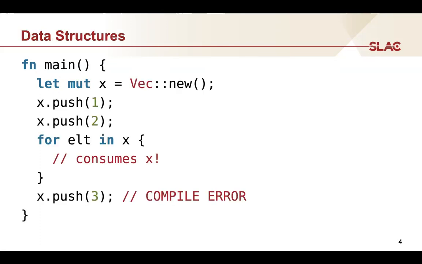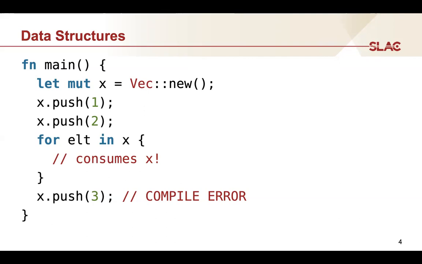So here's a simple example with a data structure. We're going to create a vec, which is basically like a standard vector, on the first line here. Notice that we made this a mutable variable. By default, variables are not mutable, so you have to explicitly mark them mutable if you want to change them. We push two things in, and then we loop over it. For every element in the vector, we do something with it.